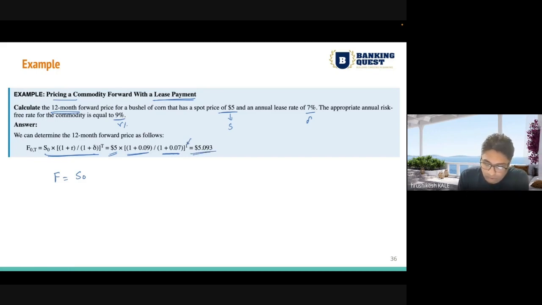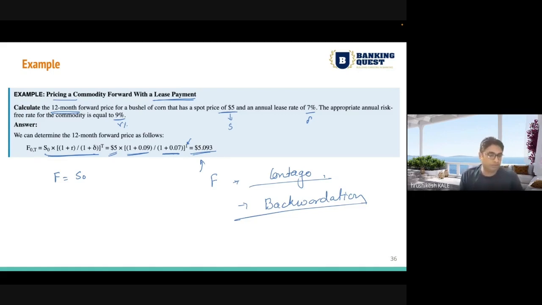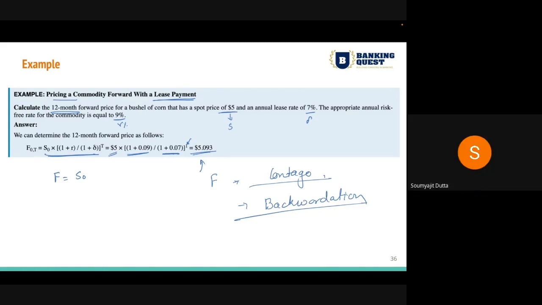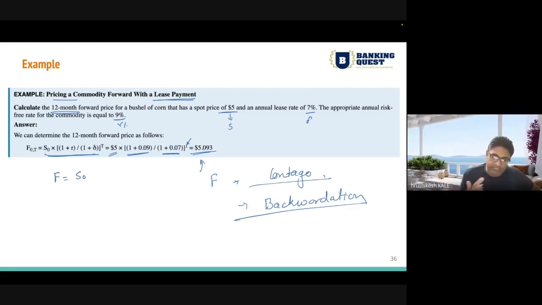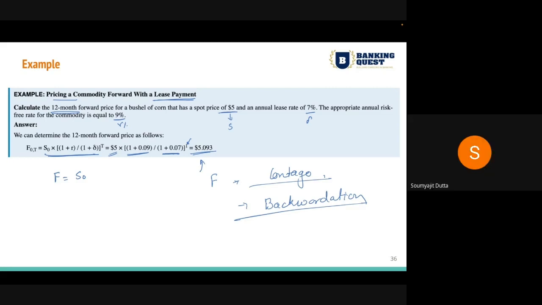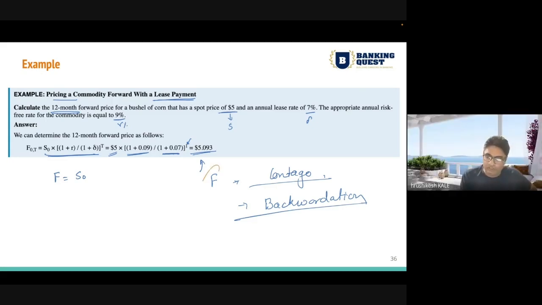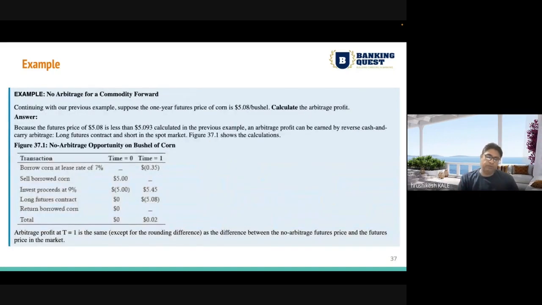Now my question is whether your forward rate is in contango or backwardation? Anyone would like to try? If greater than, it is contango. Yeah, exactly. If the forward price is greater than your spot price, so spot price is 5, forward price is 5.09, then you are in contango. If forward price is less than spot price, then you are in backwardation. Done? Yeah, let's move.